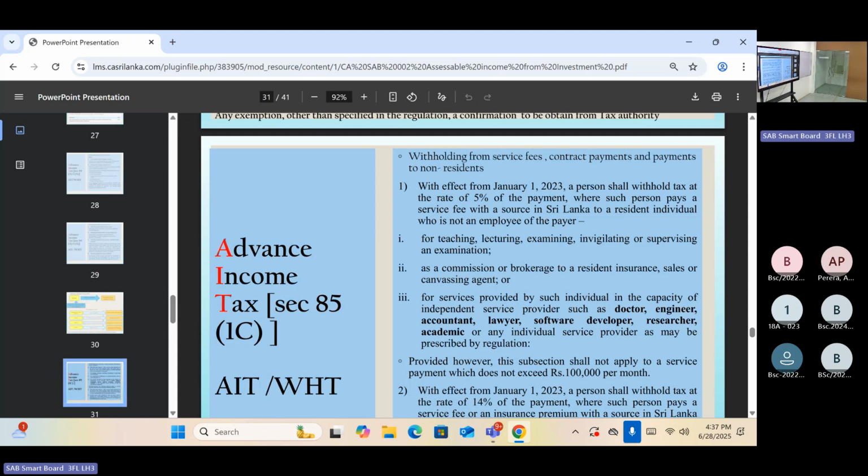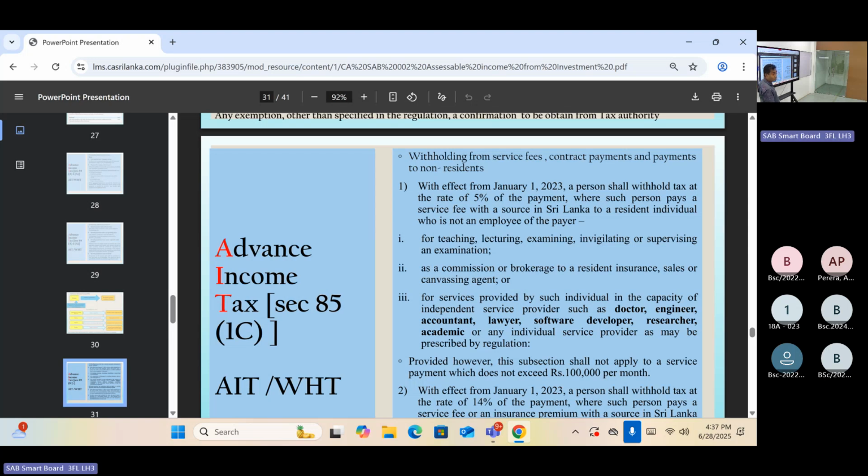I need the perfect answer. Individual, entity, body corporate, unincorporated body, executor, NGO, charitable institution. So when a person makes a service payment to a resident individual, if the service fee is more than 100,000, 5% needs to be deducted, in this type of thing: teaching, lecturing, examination.